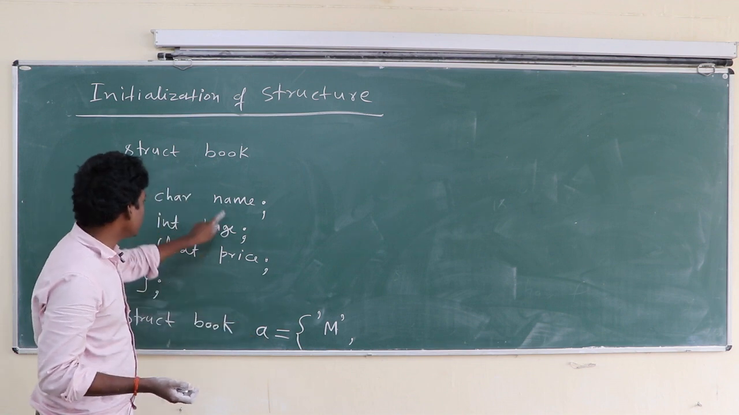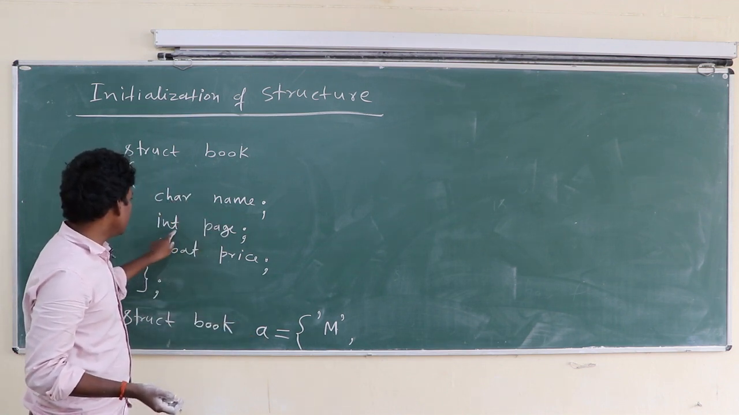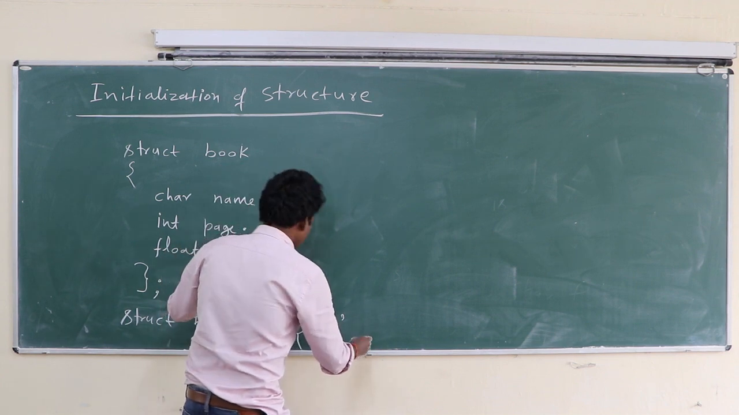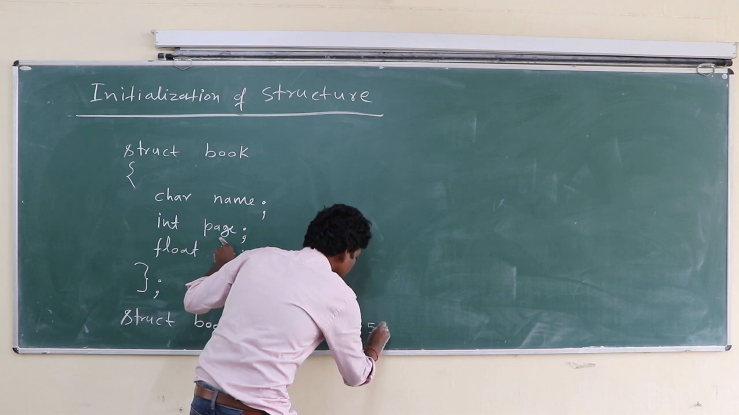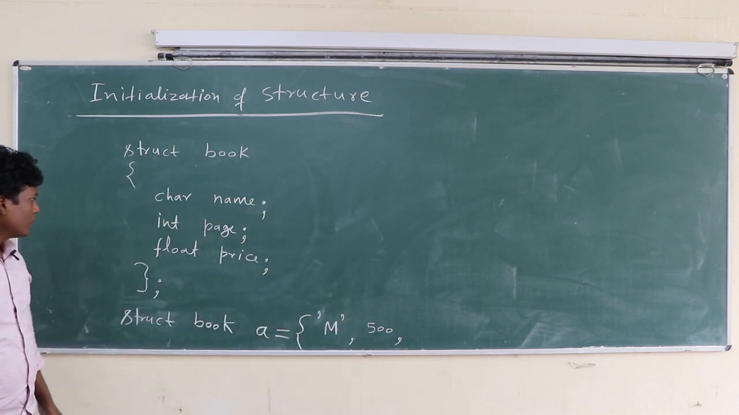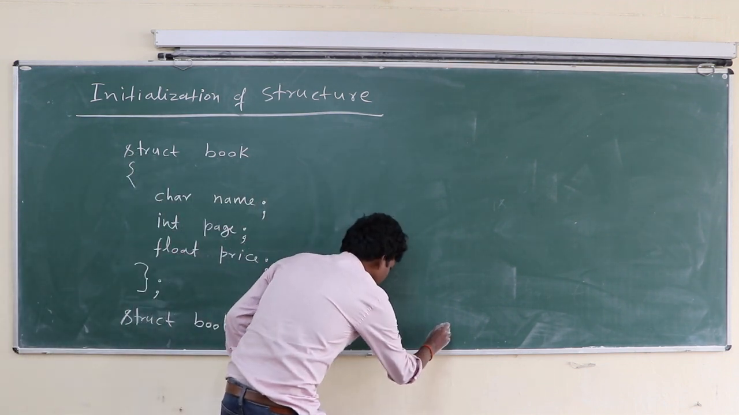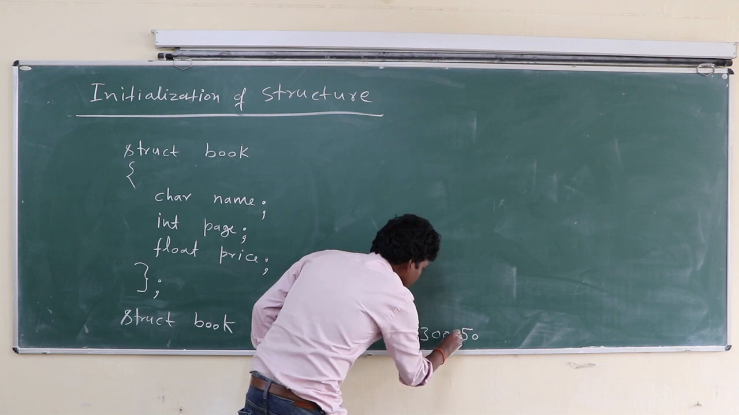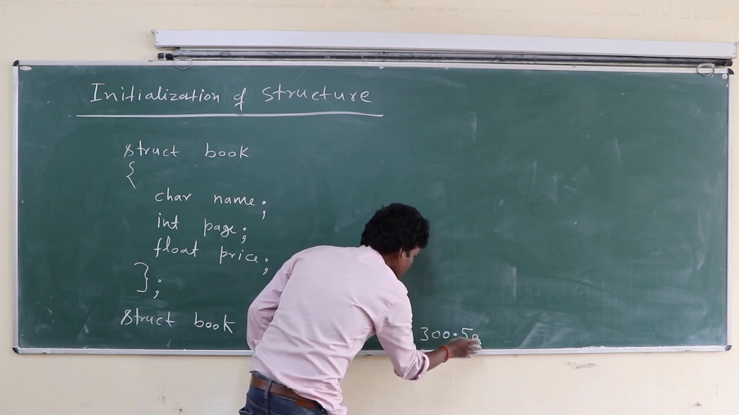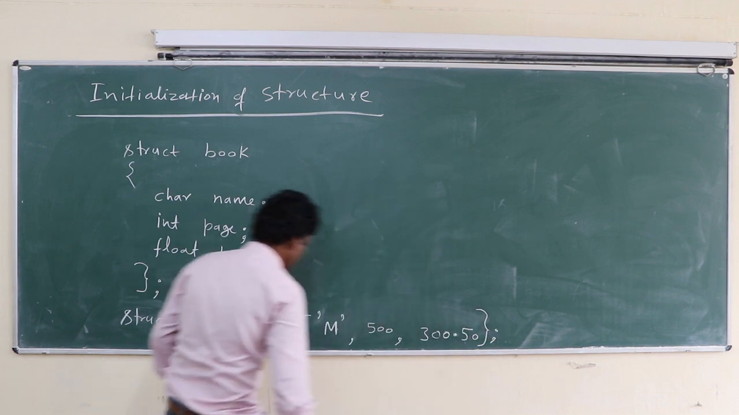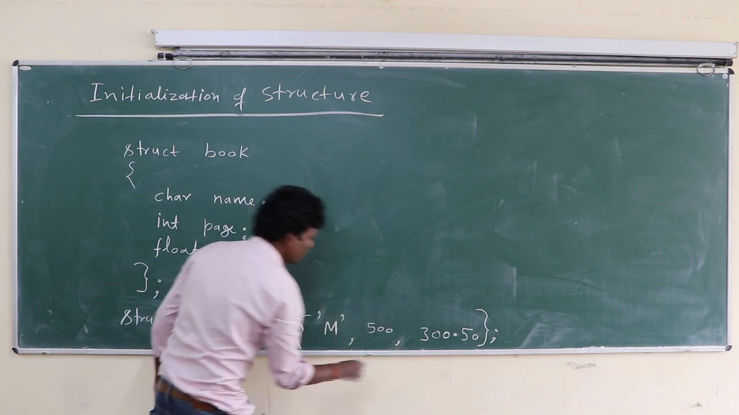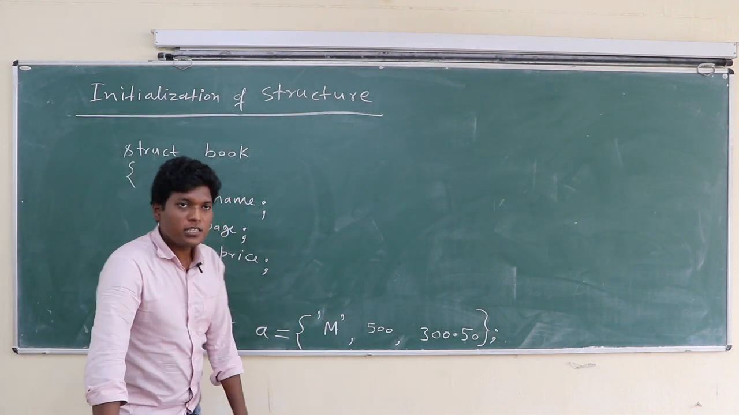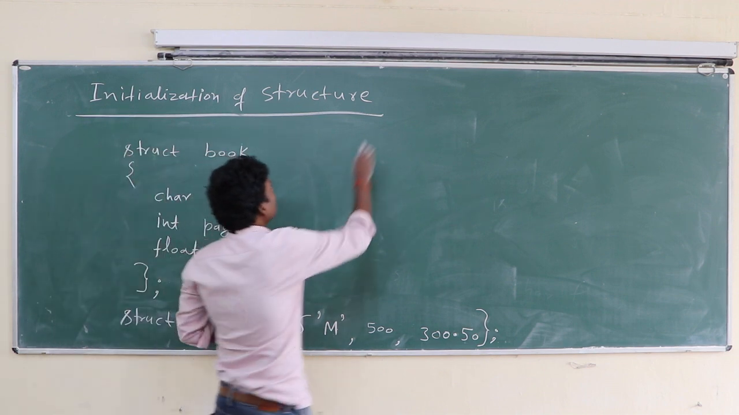This A structure variable has 3 values, 1, 2, 3. One is a character, second one is an integer, third one is a float. The first one is a character constant and second one is an int, page. How many pages? Suppose there are 500 pages in a book. So this is 500 and price is 300.5. This is the float and this one is closed here. So class, here the structure variable is initialized. Initialization of structure variable.